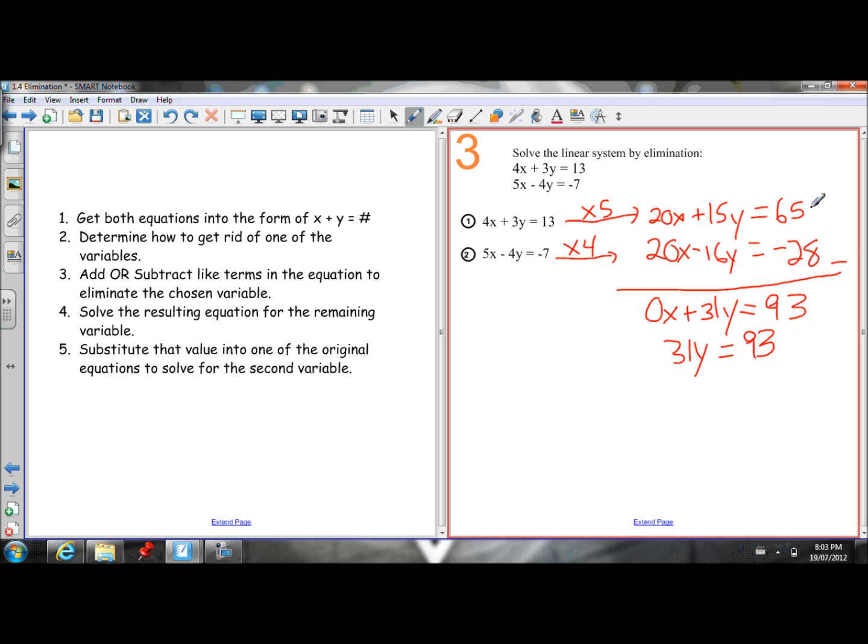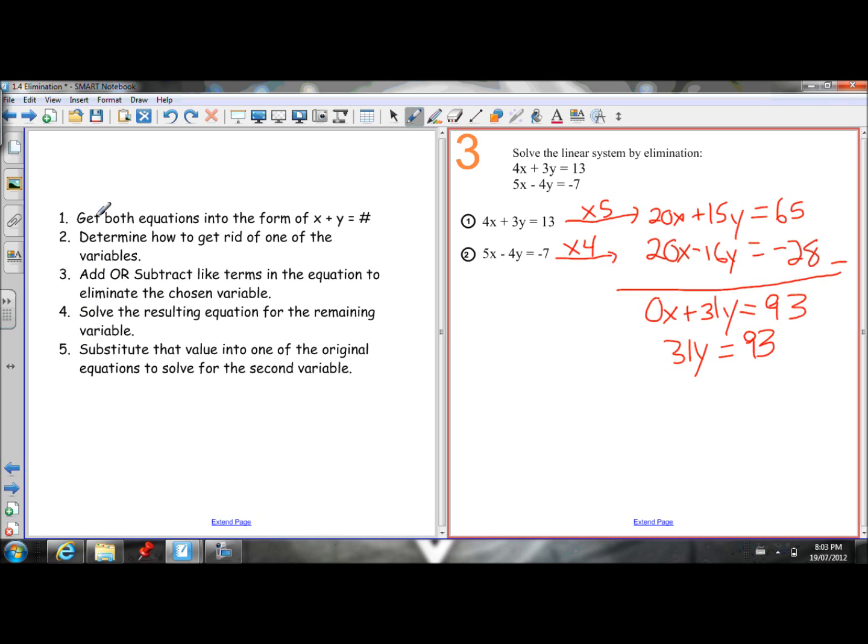Don't forget why we're allowed to add or subtract them. We're allowed to subtract the equations because it gives us a new line that has the same point of intersection, okay? And we're allowed to multiply the equations by a constant because that gives us equivalent equations. This line is exactly the same as this line. This line is exactly the same as this line. Okay, exactly the same. Okay, let's solve for y now.